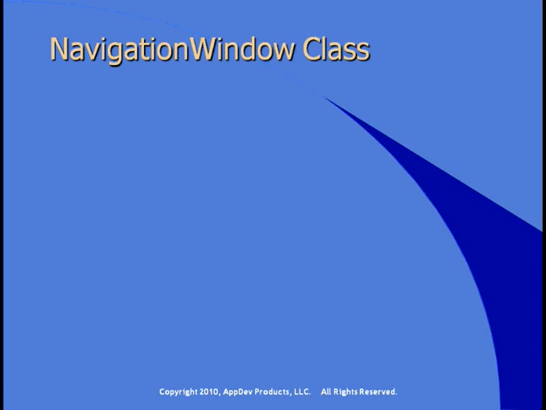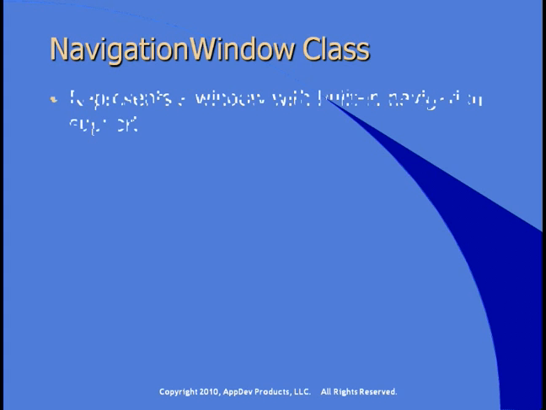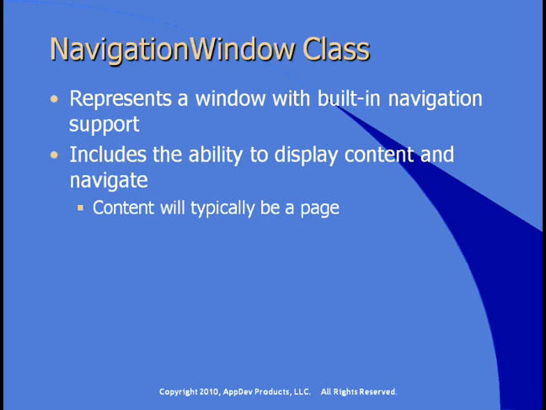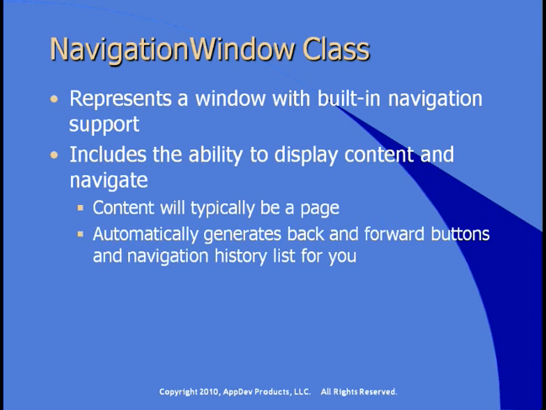And when you're navigating using Pages, you're going to be using the Navigation Window class. And this represents a window with built-in navigation support. So it includes the ability to display content and to navigate. That content's typically going to be a page. It also automatically generates the back and forward buttons and the navigation history list so that you can move backwards and forwards. And then finally, the runtime is going to create one of these for you automatically.